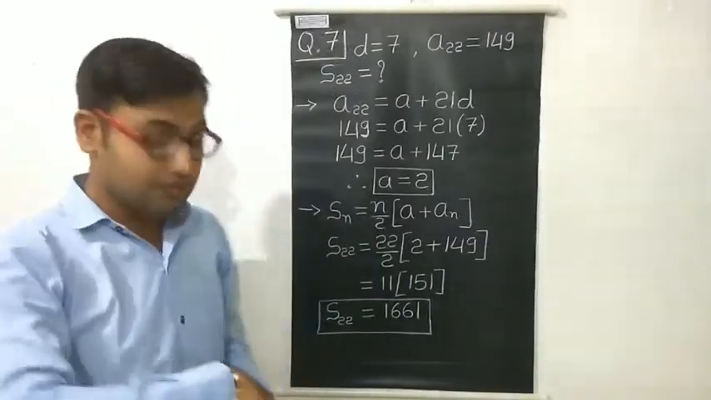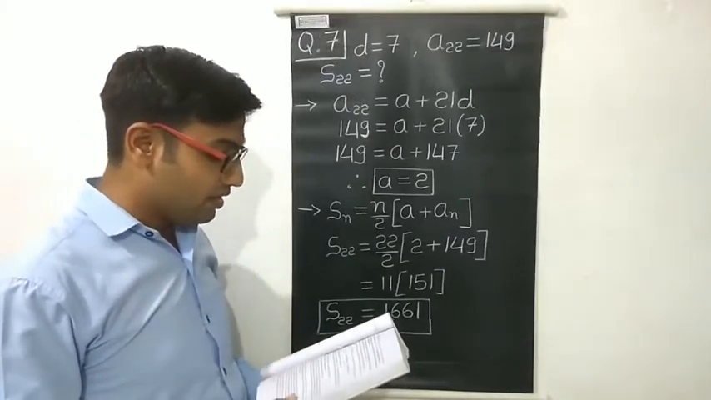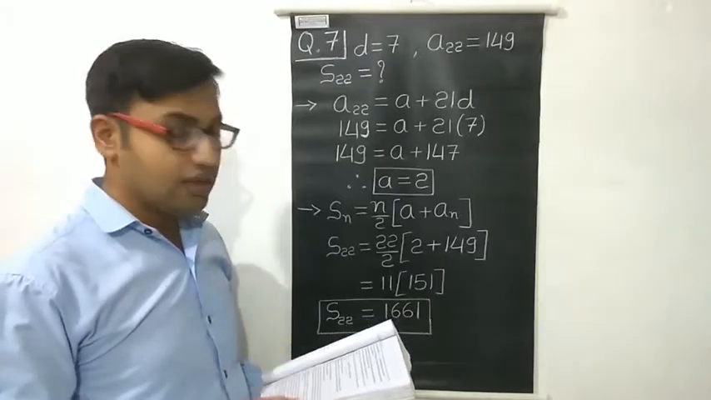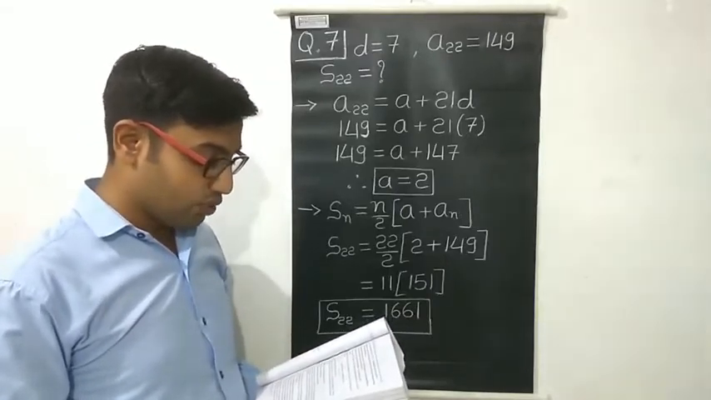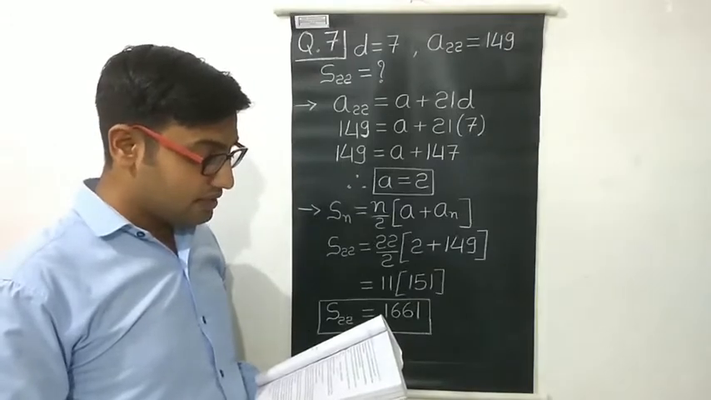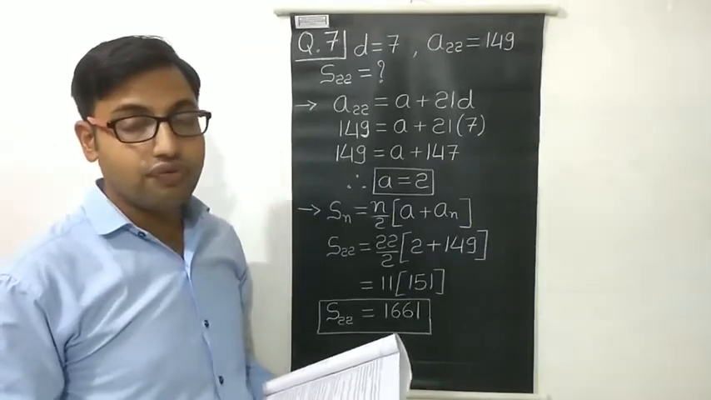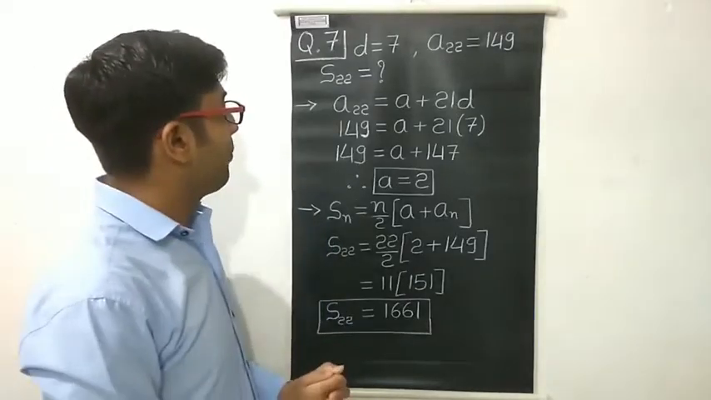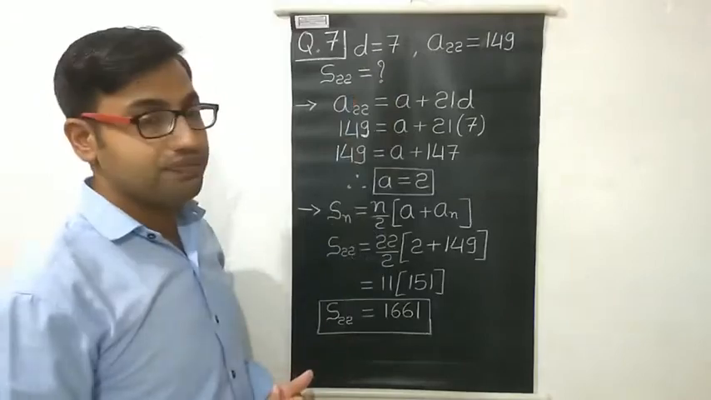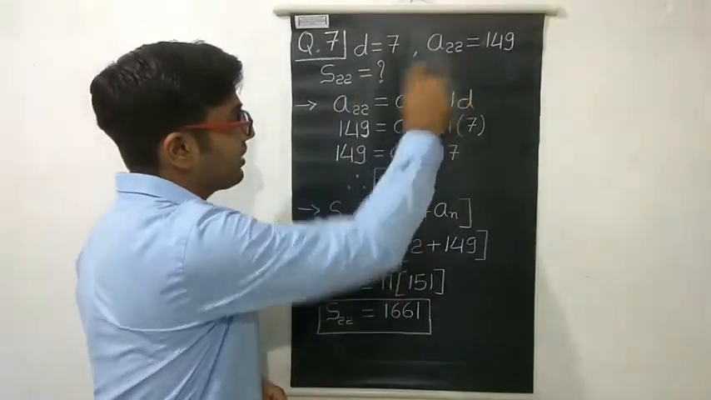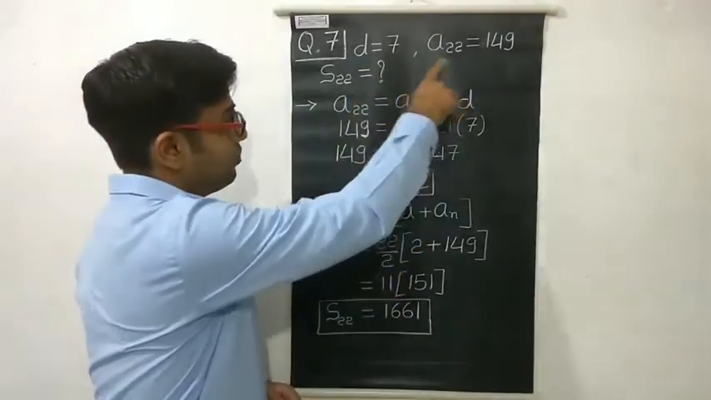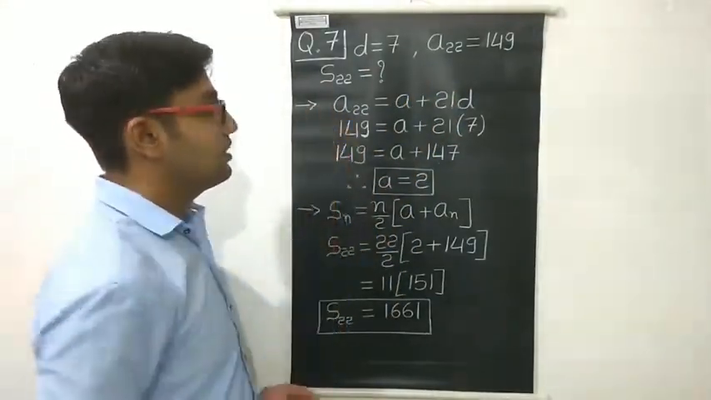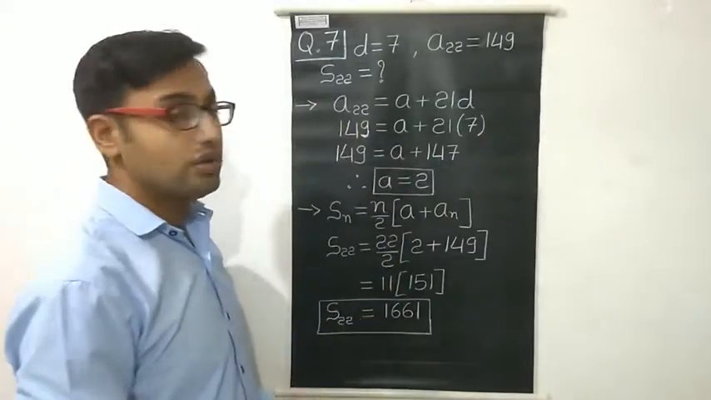And what is the question? The question is, find the sum of the first 22 terms of an AP in which d is equal to 7 and the 22nd term is 149. So here we are given the common difference, which is 7, and the value of the 22nd term, a22, is equal to 149. And we have to find the sum of these first 22 terms.